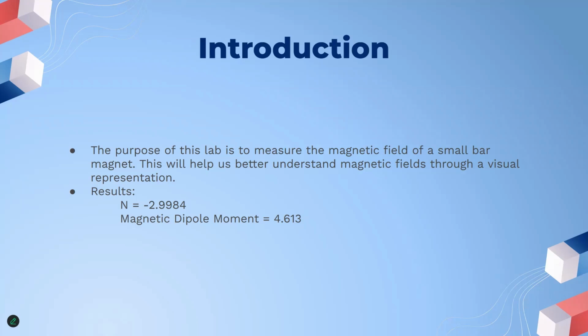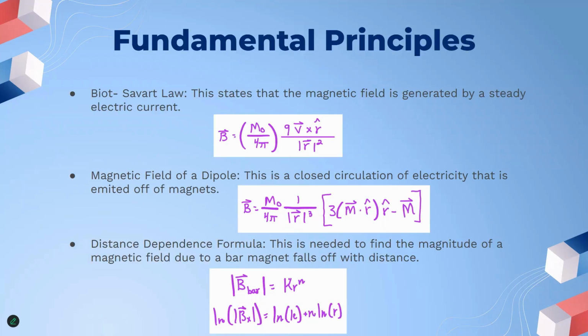And as you'll see later, the results are that n equals negative 2.9984, and the magnetic dipole moment is 4.613 A·m². Some fundamental principles before getting to the lab: the Biot-Savart law states that a magnetic field is generated by a steady electric current. This means that it has an electrical current that we know will act a certain way. So we have this formula, which is shown. Another fundamental principle is the magnetic field of a dipole. This is important because magnetic fields of a dipole are closed circulations that are emitted off of magnets.